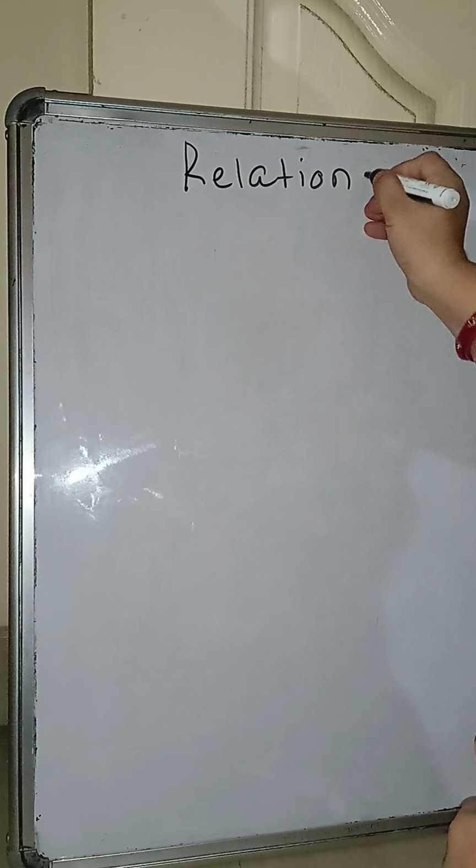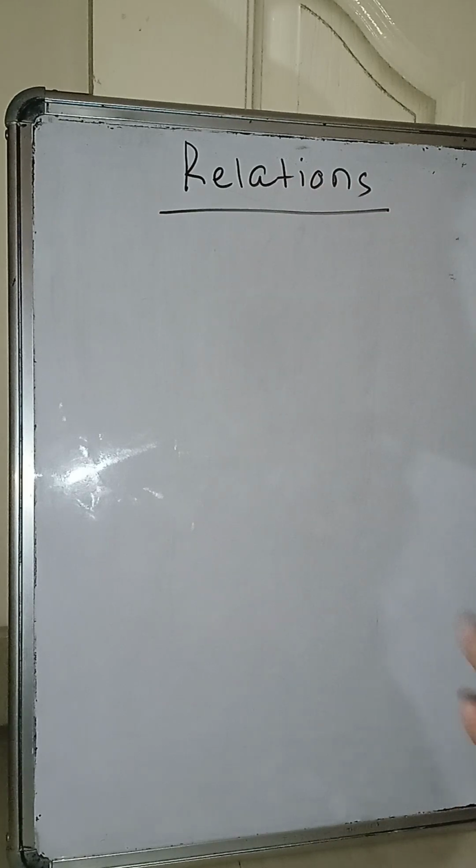Hello students, in previous classes we started our chapter Relations and Functions. First we are discussing relations. Before going to relations, we discussed what is Cartesian product and what are ordered triplets. Also we solved some problems based upon Cartesian product. Let us solve some problems based on ordered triplets first.